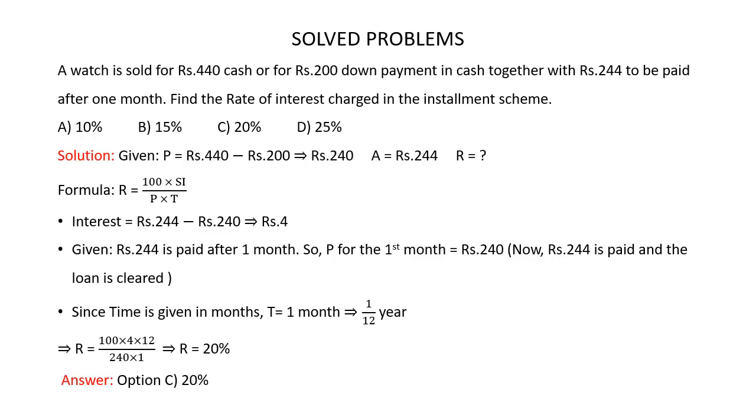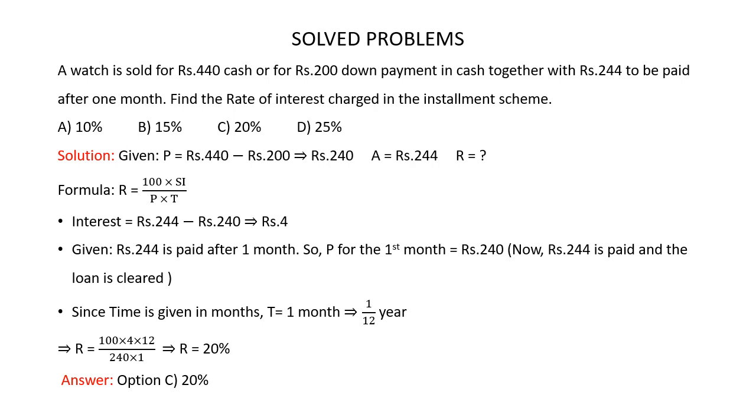A watch is sold for rupees 440 cash or for rupees 200 down payment in cash together with rupees 244 to be paid after 1 month. Find the rate of interest charged in the installment scheme. Here you are given 4 options and you have to find out which of these options is the correct one.